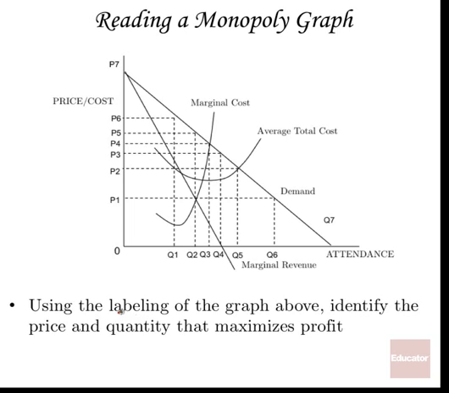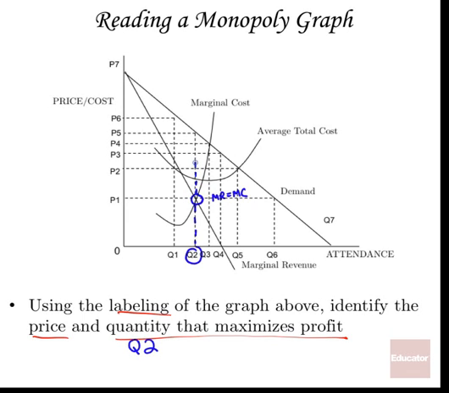All right, so using the labeling of the graph above, identify the price and quantity that maximizes profit. This is going to figure out attendance at this particular stadium. You want to always stop where the marginal cost equals the marginal revenue. So this is the rule here where MR equals MC. So you want to produce at this quantity, Q2. So Q2 would be the profit maximizing quantity, but that's only half the answer.